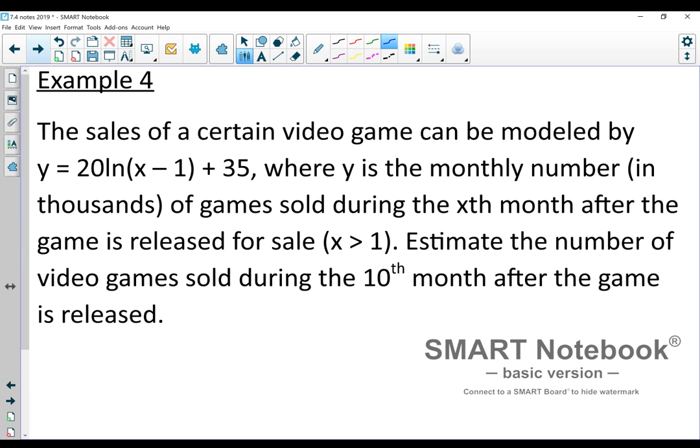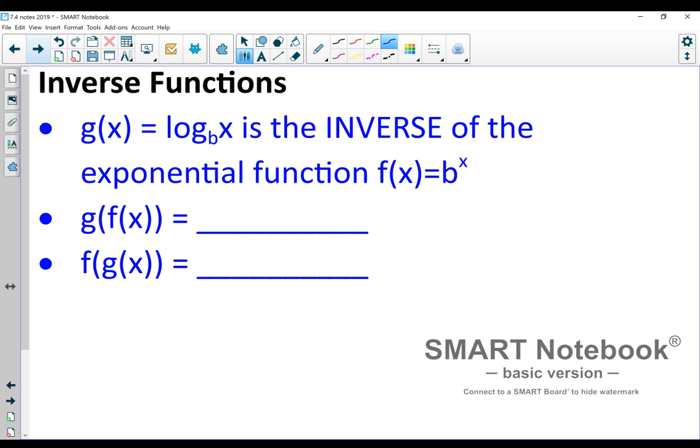Example 4, we are skipping on your notes. Inverse functions. So we know that logs and exponential functions are inverses because I've told you that. But what that does is it gives us some properties. So let's think about what g of f of x means. That means I would take all of f and I would substitute it inside g where that x was. So that would give me log base b, not of x, but of this whole function, b to the x power. And I know that if I have inverses, they cancel each other out and I'm left with x.